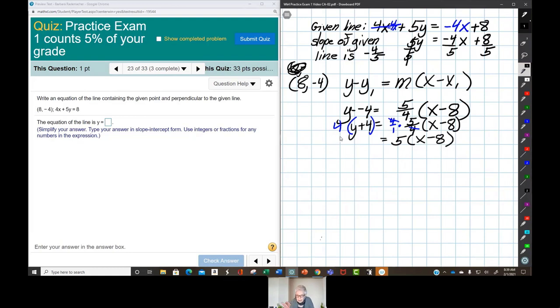Okay, and I could distribute now, or I could wait and distribute on both sides at the same time. I just think it looks better to do that. It's up to you. So I distribute the 4, and I distribute the 5. 4y plus 16 equals 5x minus 40. And I subtract 16 and subtract 16.